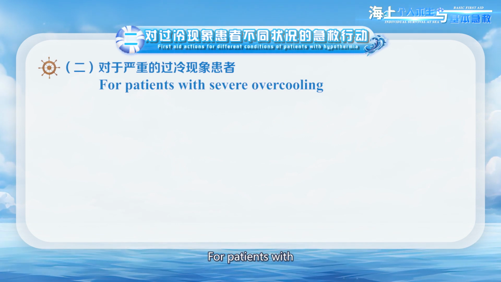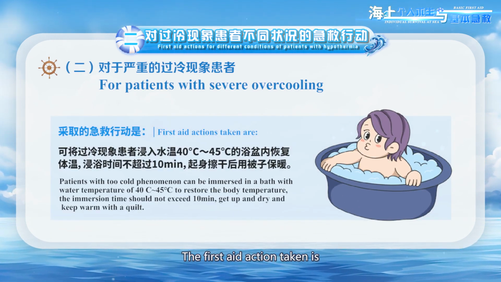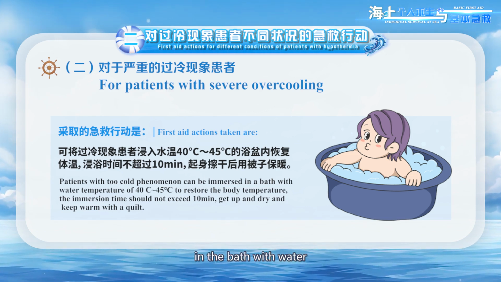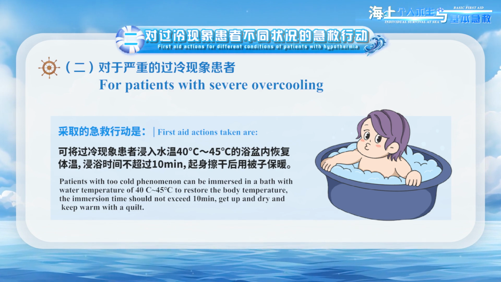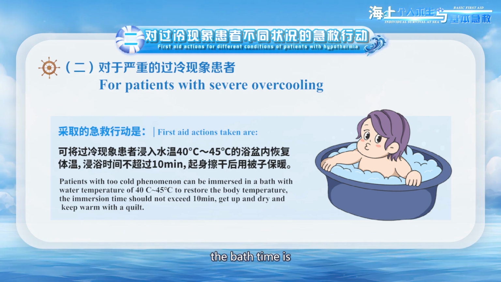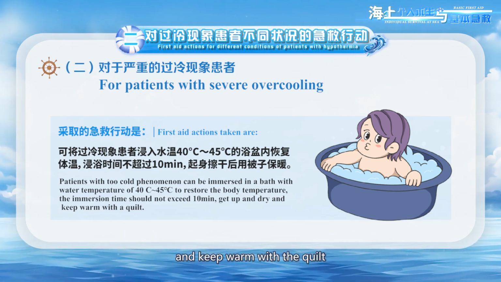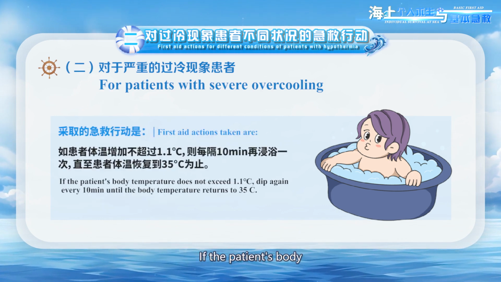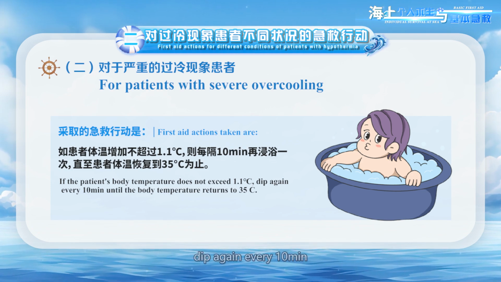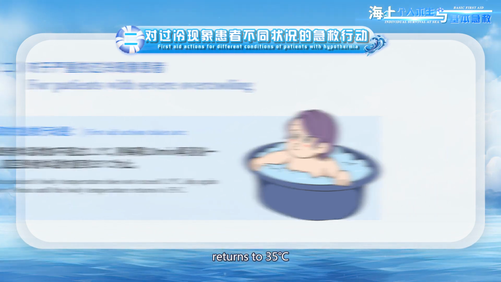2. For patients with severe overcooling, the first aid action taken is to immerse the patient in a bath with a water temperature of 40 to 45 degrees centigrade to restore body temperature. The bath time is not more than 10 min. Get up, dry off and keep warm with a quilt. If the patient's body temperature does not rise by more than 1.1 degrees centigrade, dip again every 10 minutes until the body temperature returns to 35 C.